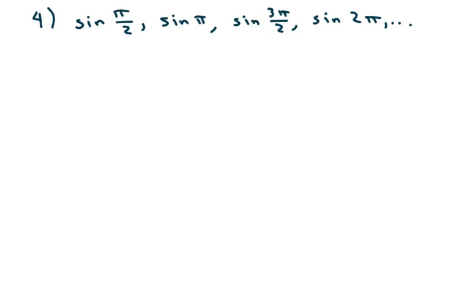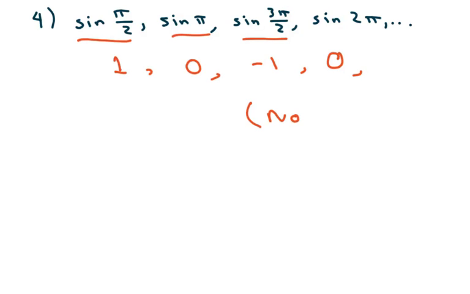Okay, and the next one is this one. And I'm going to write all this out. Sine of pi over 2 is 1. Sine of pi is 0. Sine of 3 pi over 2 is -1. And sine of 2 pi is 0. And it's just going to keep repeating. So then you're going to get 1, 0, -1. Keeps repeating, and there's no limit because it doesn't converge to anything, so no limit exists.